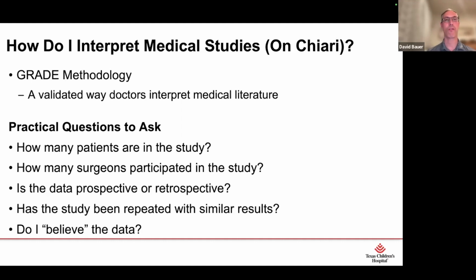The problem with retrospective data is that often we'll forget, or we don't write down all of the details of our examination or the symptoms that a patient might have had. And so then we may not have accurate, representative data to base our results on. Another thought is, has the study been repeated with similar results? And then ultimately, do I believe the data? Does the study make sense? Do the findings make sense?